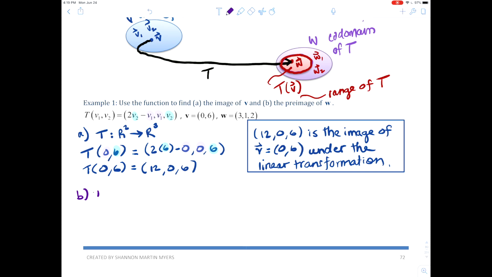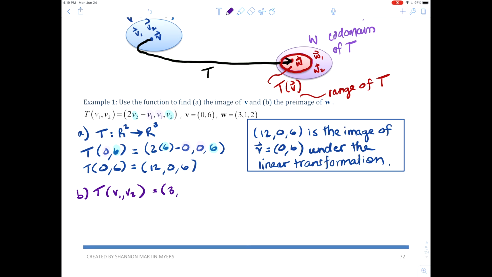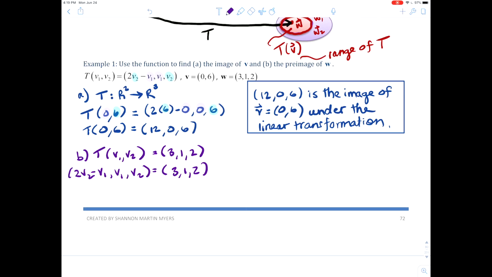We know that T at V1, V2 has to equal 3, 1, 2. So plugging in what we know about this linear transformation, wouldn't it be true that 2V2 minus V1, V1 and V2 would have to equal 3, 1, 2, this vector? So how do we figure that out? Beautiful. We use properties of vector equality to solve.